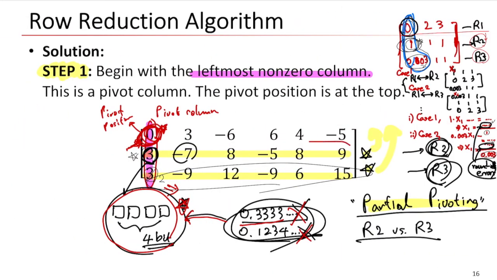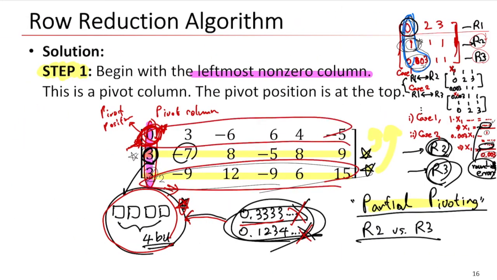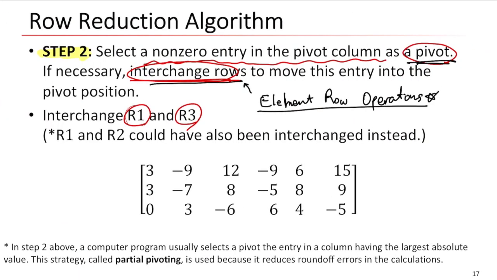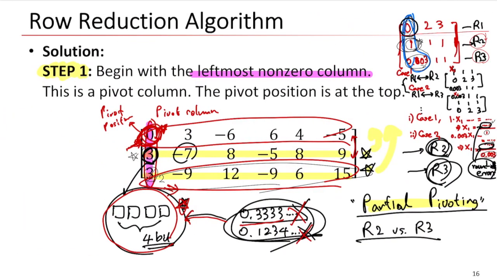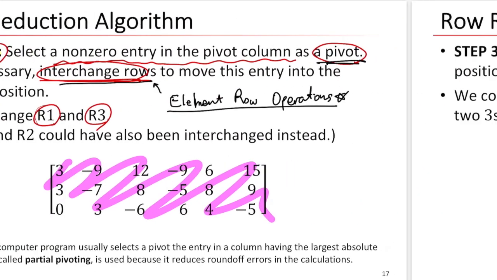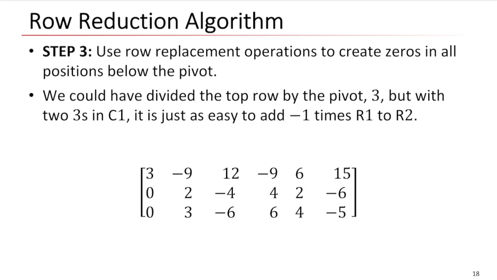Okay, so this is R1 and R3. We want to exchange those rows, so we will get this matrix. Okay, so this is step 2. There was step 1 and step 2, and what will be next?